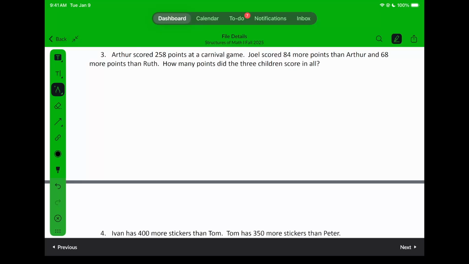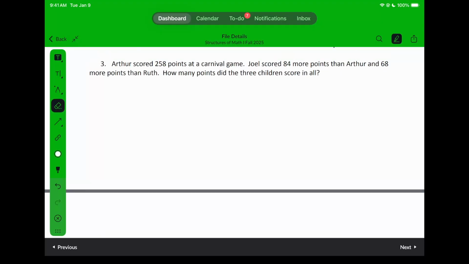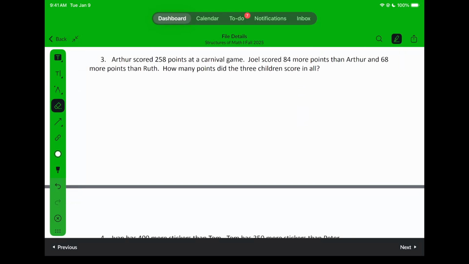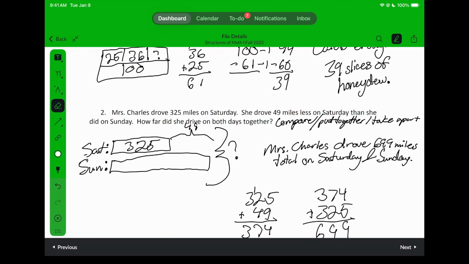Oh, okay. Arthur scored 258 points at a carnival game. Joelle scored 84 more points than Arthur and 68 more points than Ruth. How many points did the three children score in all? Looking at it, we're obviously comparing. And it's kind of like this one in the sense that we're putting the total together at the end. So it's another compare and put together.